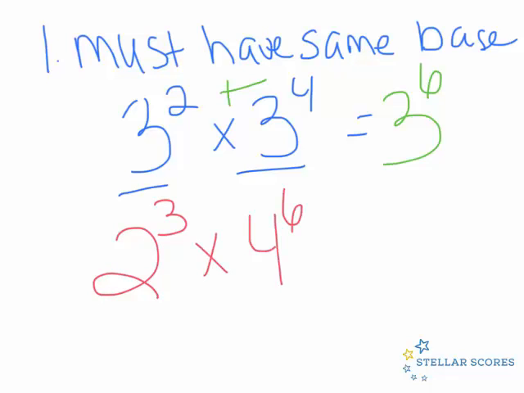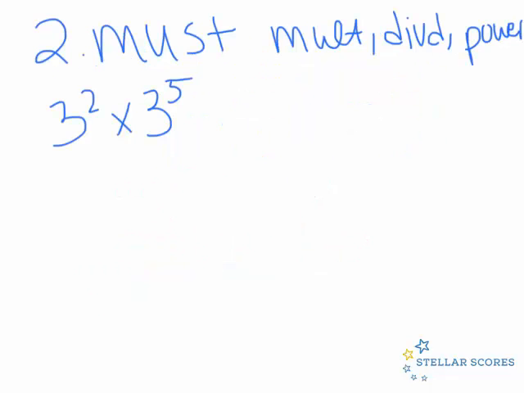If you do not have the same base, like 2 to the third times 4 to the sixth, you're dead in the water. This will not work. That doesn't turn into 8 to the ninth like some of my students try. It doesn't work. So the first rule is you have to have the same bases. So as long as we have the same base, again, when we are multiplying, we end up adding the exponents. So 3 to the second times 3 to the fifth is the same as 3 to the 2 plus 5, or 3 to the seventh.